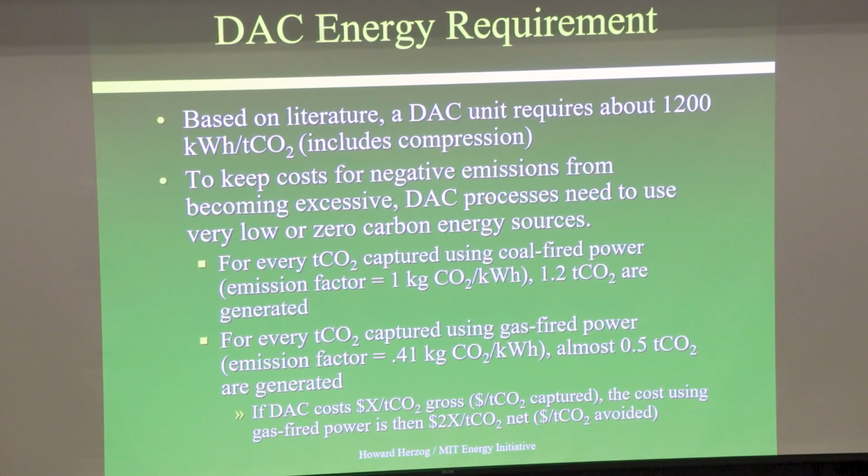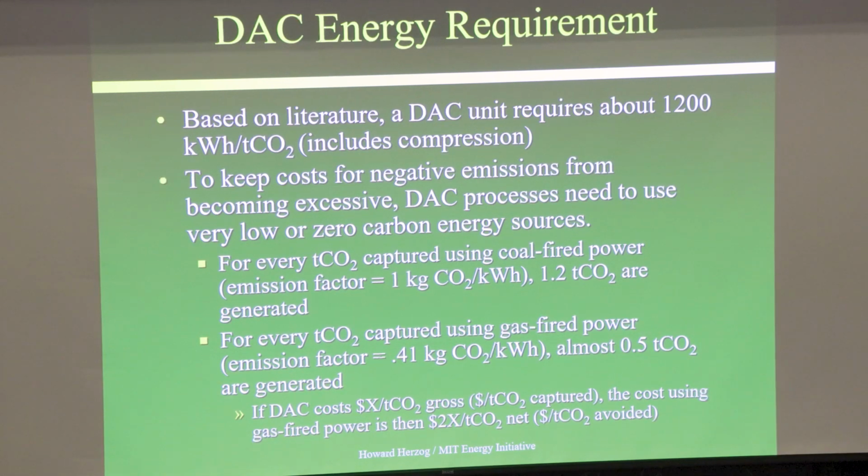If you're doing this, you have to supply that, and that energy better be carbon-free. If you try to supply it from a coal-fired power plant, for every kilogram of CO2 that you capture from the air, you're going to put out 1.2 tons of CO2 from the power plant. So you're not doing any negative emissions, you're actually doing positive emissions. A natural gas plant is better, but you're still going to put out about 1/2 ton of CO2 for every ton you capture. And if you do that, that basically doubles the cost.